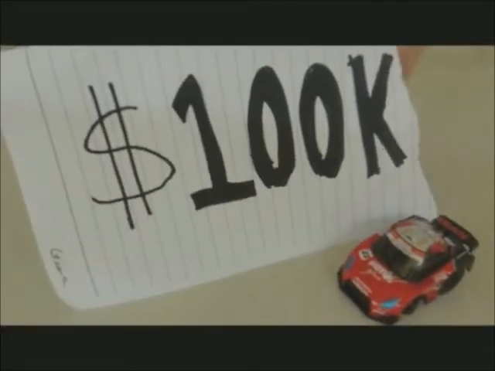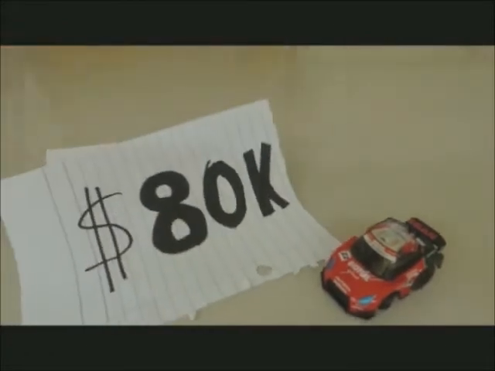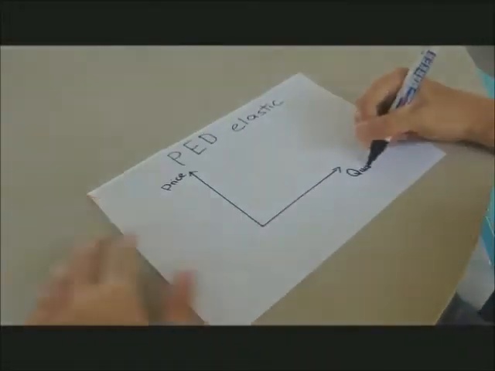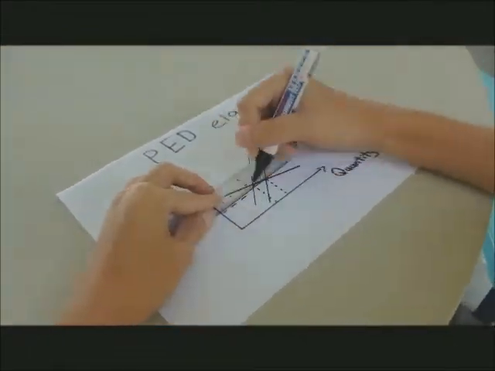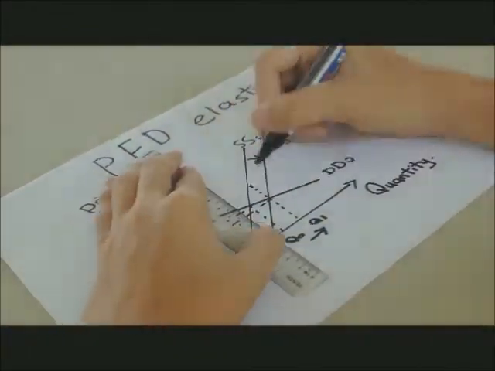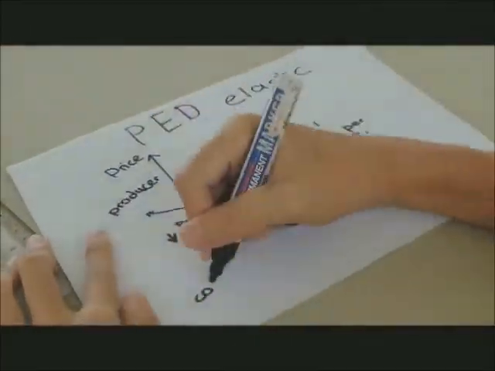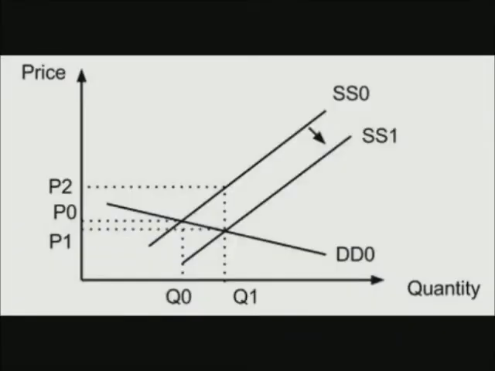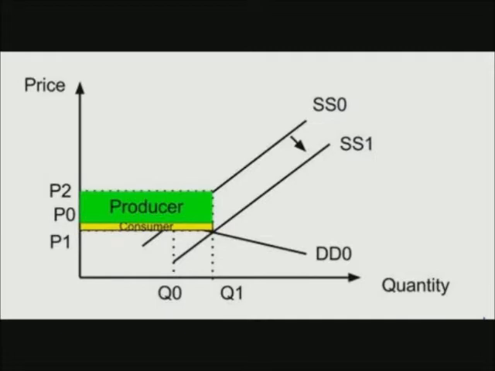Let us examine how the sharing of the subsidy between consumers and producers is affected by PED. In the first scenario, we have both price-elastic demand and supply. Watch this. From the graph, we can see that the producer benefits more from the subsidy than the consumer does.